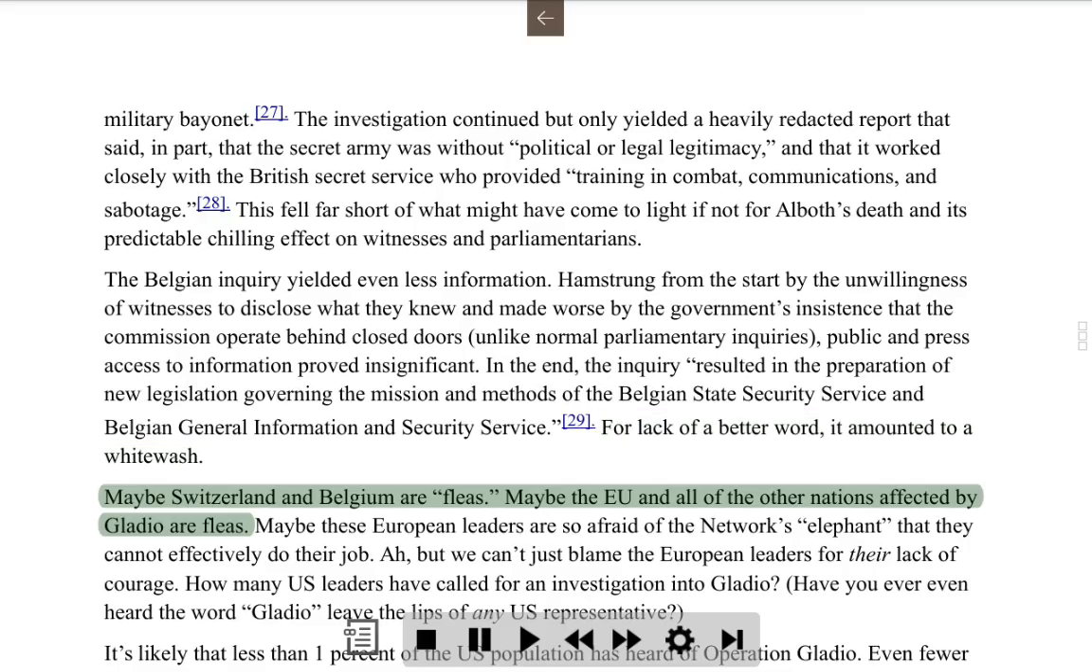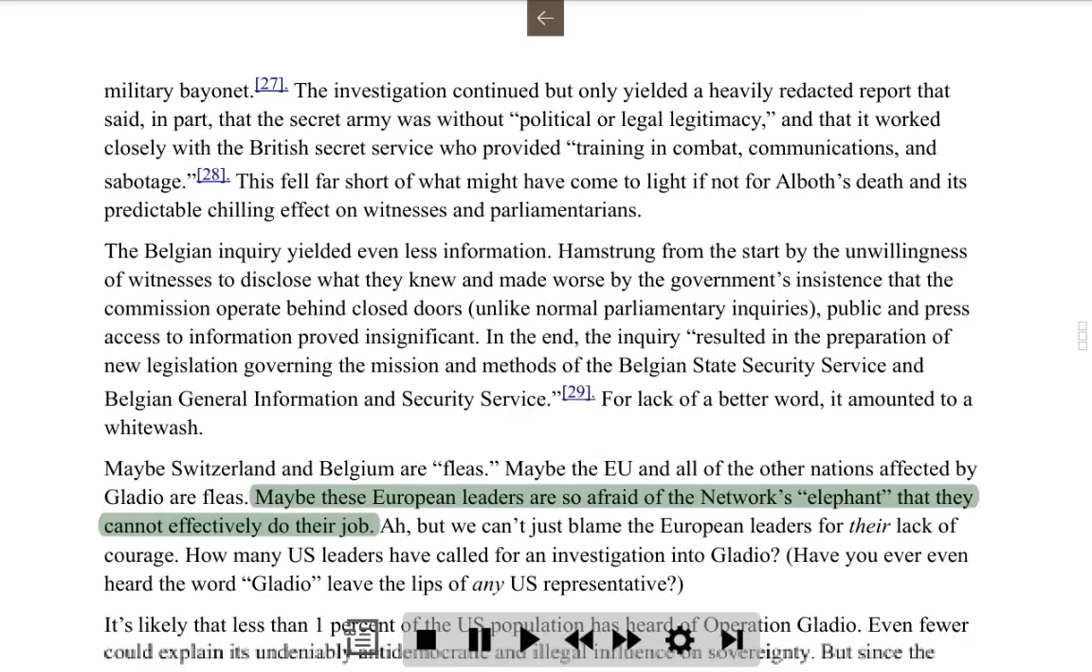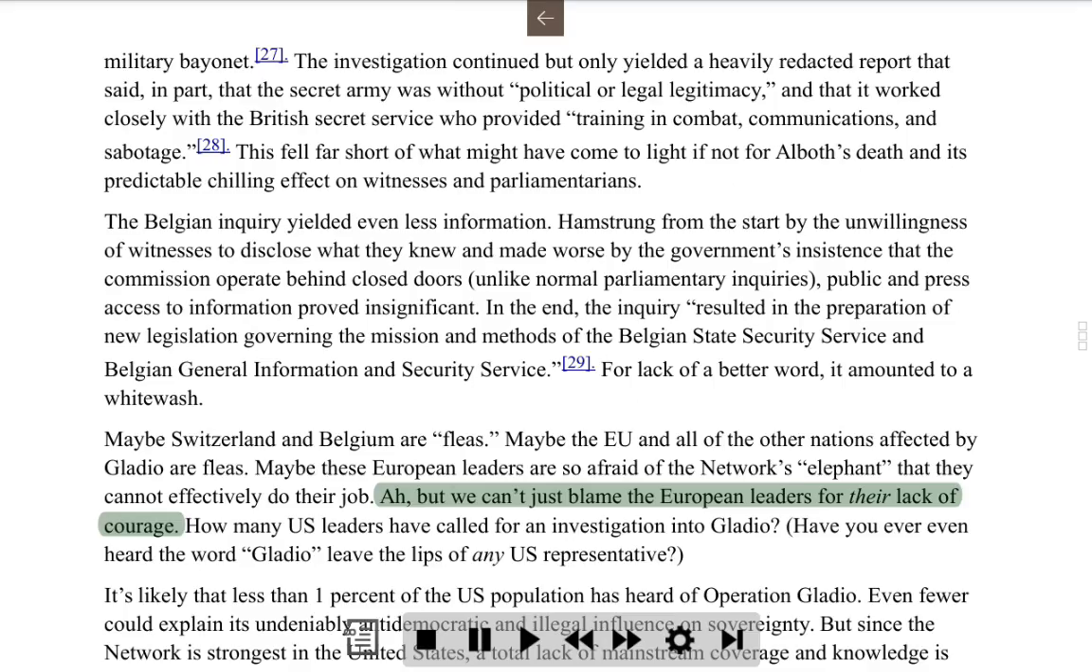Maybe Switzerland and Belgium are fleas. Maybe the EU and all the other nations affected by Gladio are fleas. Maybe these European leaders are so afraid of the network's elephant that they cannot effectively do their job. But we can't just blame the European leaders for their lack of courage.